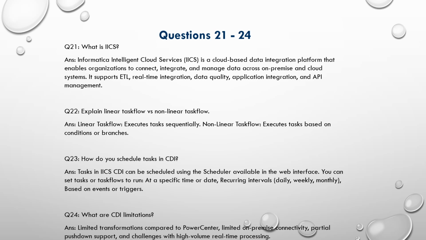Question 22. Explain linear task flow versus nonlinear task flow. Answer. Linear task flow executes tasks sequentially. Nonlinear task flow executes tasks based on conditions or branches. Question 23. How do you schedule tasks in CDI? Answer. Tasks in IICS CDI can be scheduled using the scheduler available in the web interface. You can set tasks or task flows to run at a specific time or date, recurring intervals, daily, weekly, monthly, based on events or triggers.